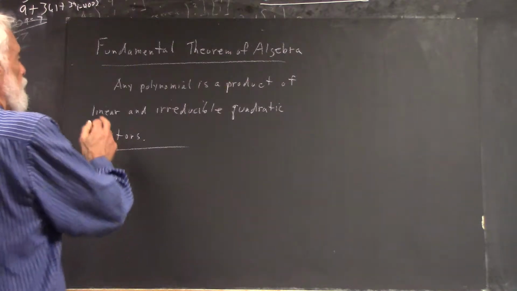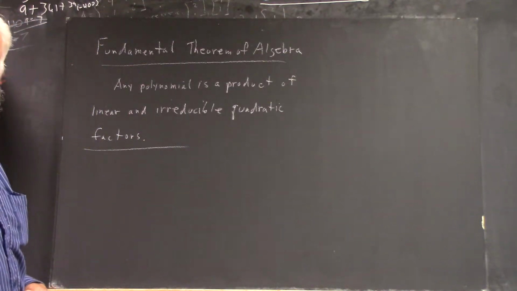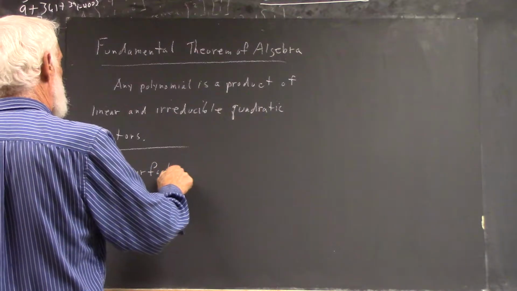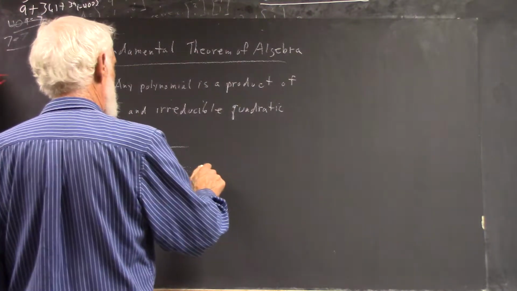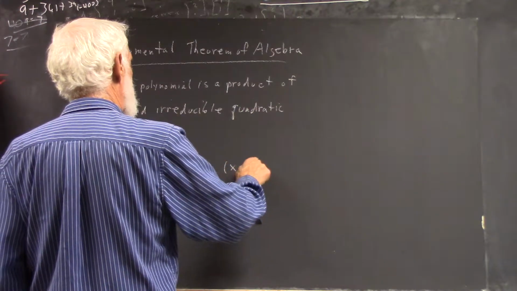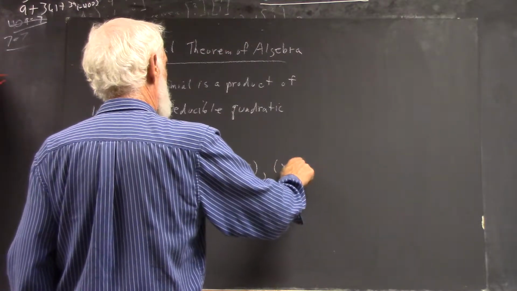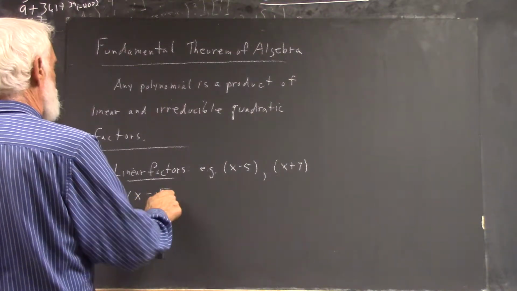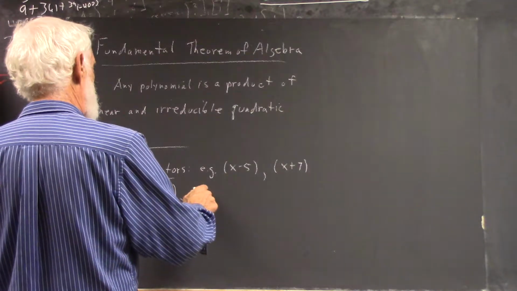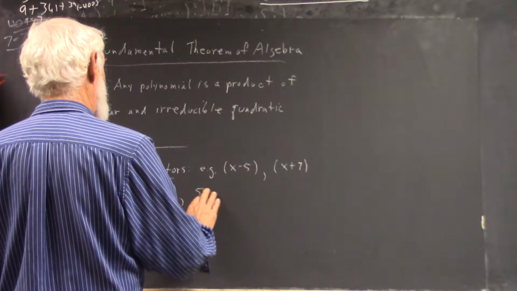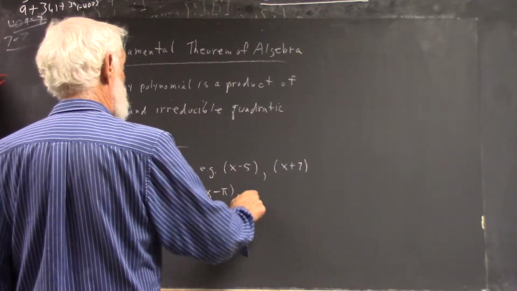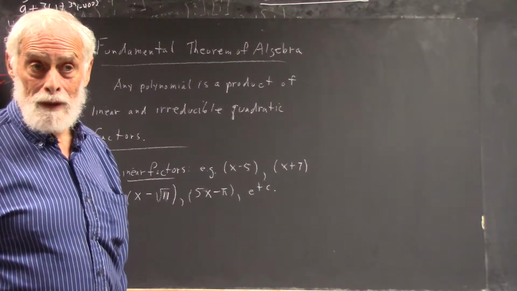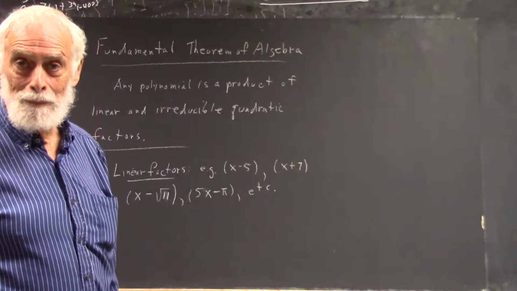Now, to clarify what this means, linear and irreducible quadratic factors. Examples of linear factors are x minus 5, x plus 7, x minus the square root of 11, or 5x minus pi, etc. Just some multiple of x plus a number. And if the number you're adding is negative, then it's a minus, right? Okay?